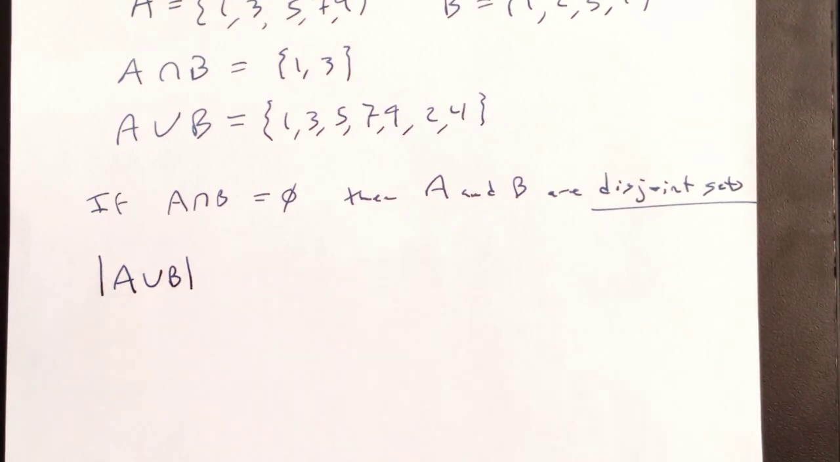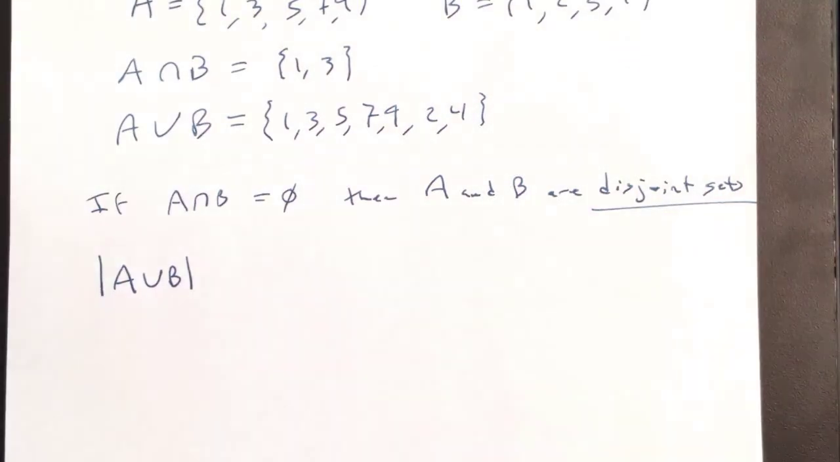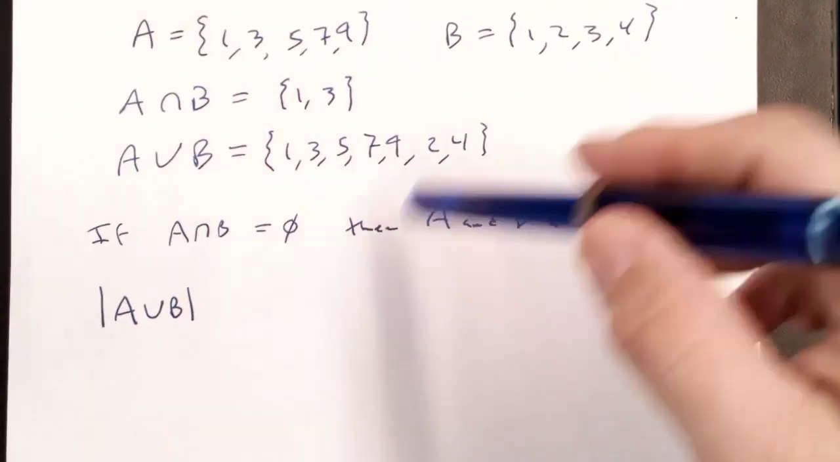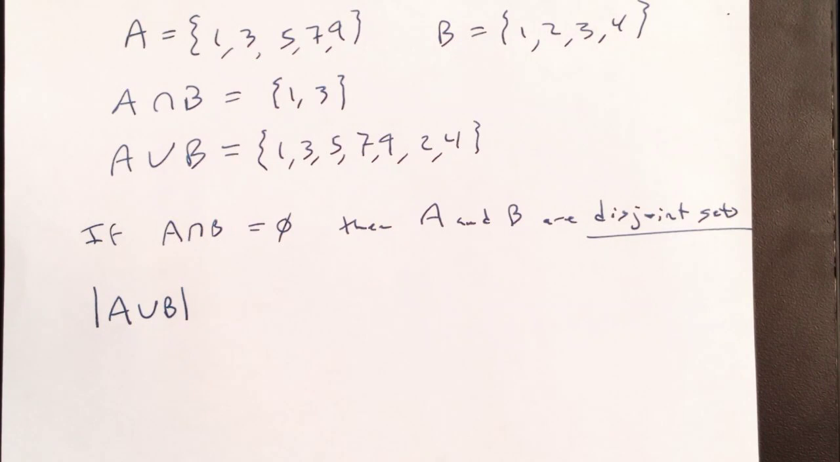But let's start counting things. Remember, that absolute value here means cardinality. It means the number of things. So let me go back to that union picture. I want to count things. You've got this example right here, right? How many things are in the union? Even if I didn't know the sets, how would I count the things that are in the union?